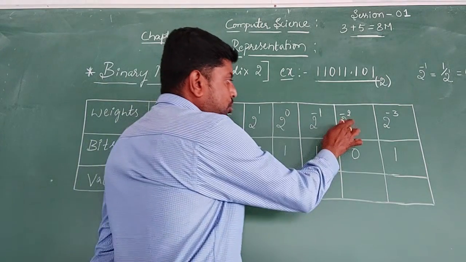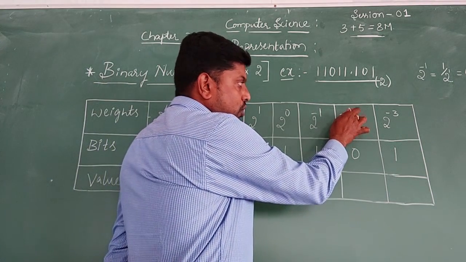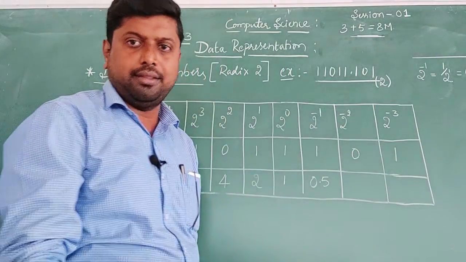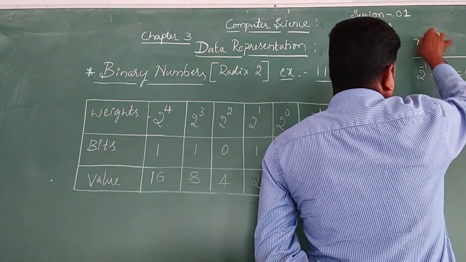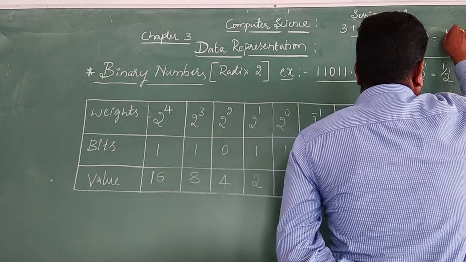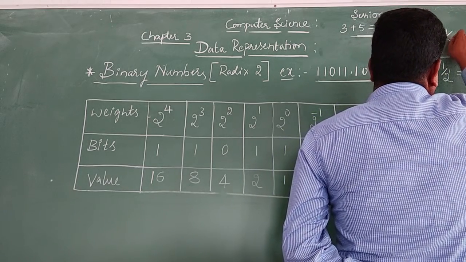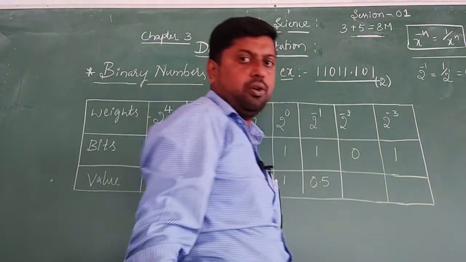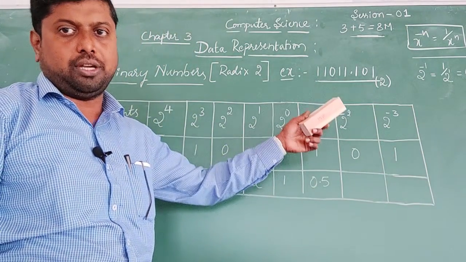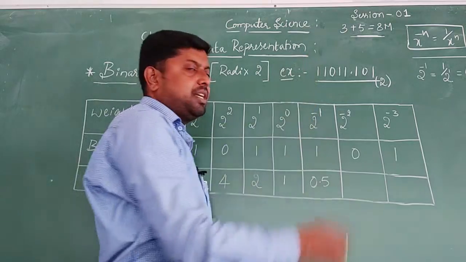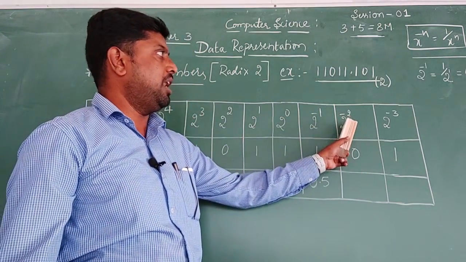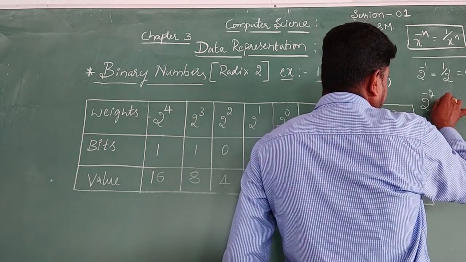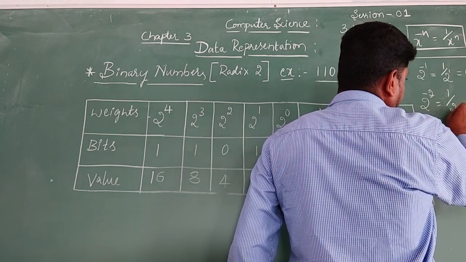Like that, 2 to the power of minus 2. In mathematics you have a formula like this: x to the power of minus n is equal to 1 over x to the power of n. So this will be one formula to calculate the value of the fractional numbering system, dear students. With the help of this formula, now I will calculate the value of 2 to the power of minus 2. See here, 2 to the power of minus 2 is 1 divided by 2 to the power of 2.